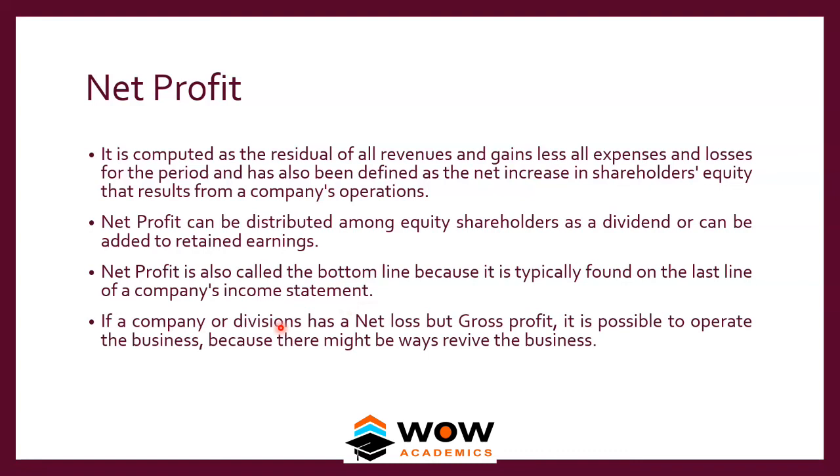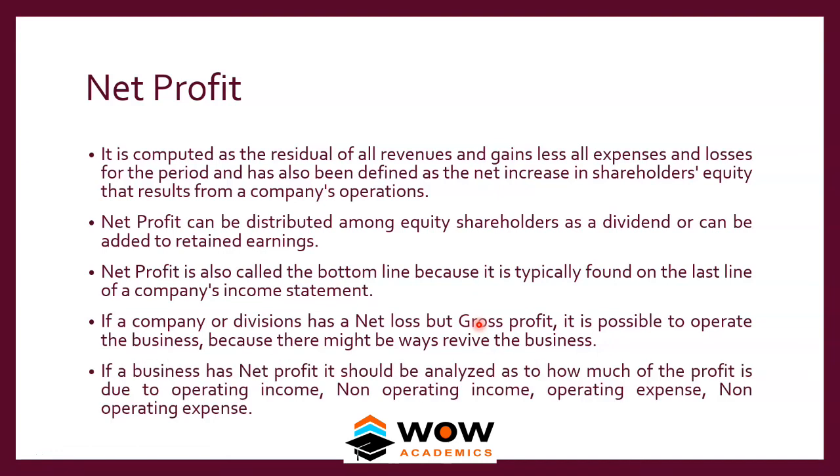If a company or division has a net loss but gross profit, it is possible to operate the business because there might be ways to revive the business. If a company has only a net loss but it has a gross profit, then at least there's a chance to improve the company. But if a company has a gross loss, it's almost impossible to revive it.